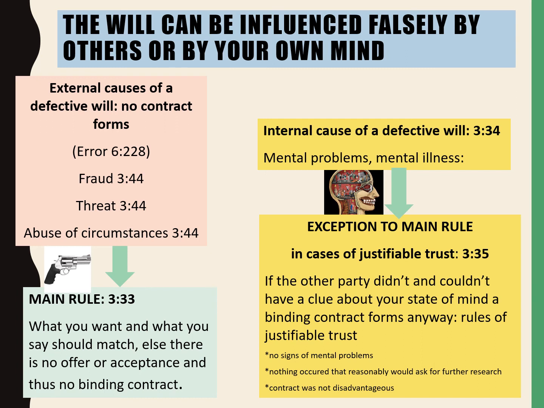To sum it up, external causes never lead to a binding contract. Internal causes: if somebody displays something that you should have noticed, something that should have been reason for you to worry or to doubt if this contract is correct, if this person is really sane, then you have to do something. You have to dive into it first. Then you cannot justifiably trust in somebody's statement. If there's no reason to doubt and you had a reasonable contract, not very disadvantageous for that person with the mental illness, there might well be a valid binding contract. So it can go both ways.